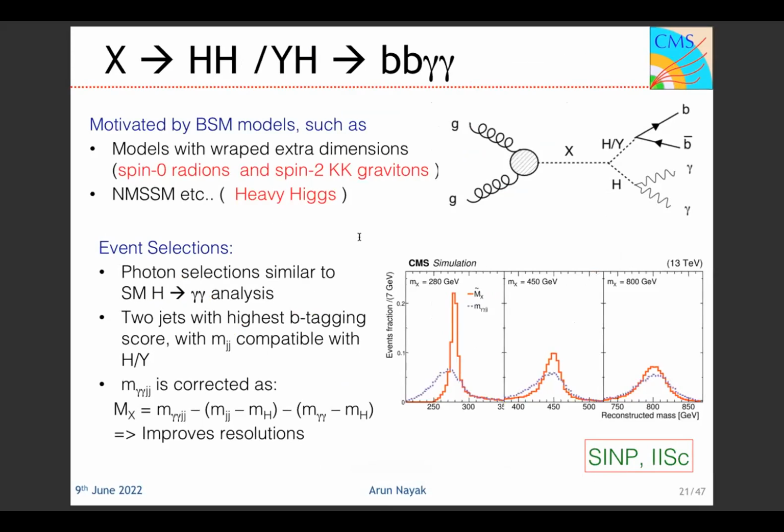Then I come to the resonant di-Higgs production, where, say, there is a resonant particle which can decay to 2 Higgs bosons, or a heavy Higgs can decay to 2 Higgs bosons.